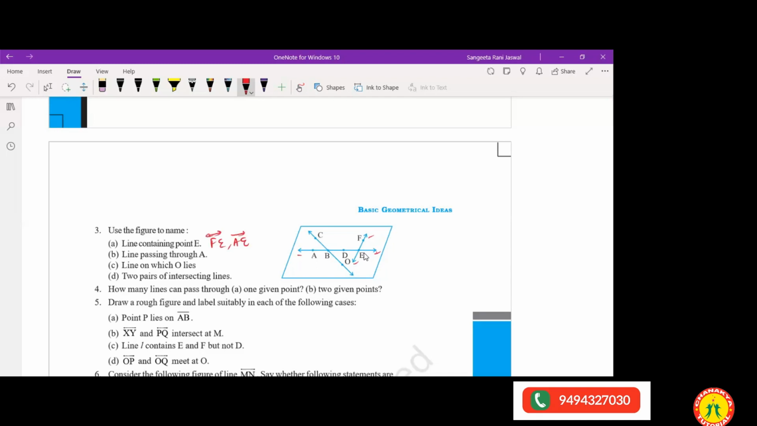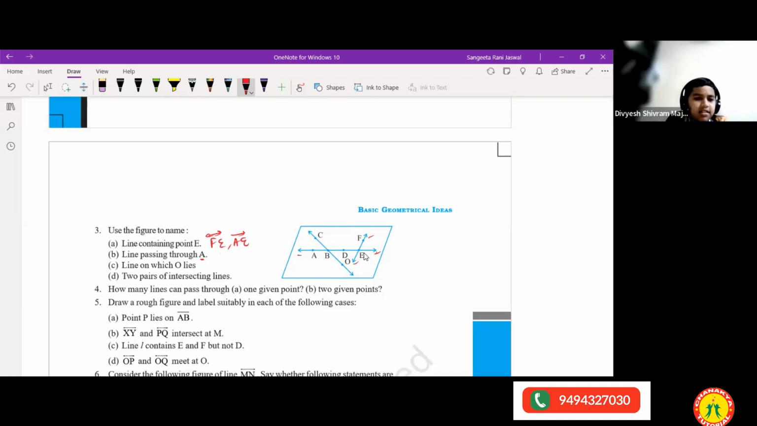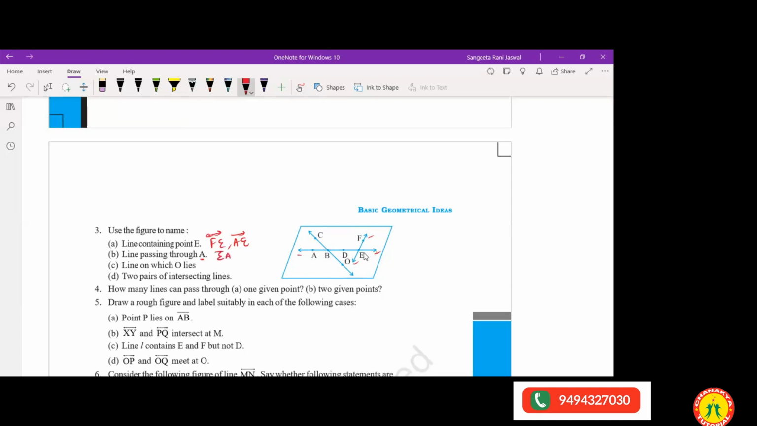Yes. Line passing through A. Now, which is a line passing through A? Tell me the line that is passing through point A. CO, ma'am? No, passing through A. There is only one line passing through point A. EA. Yes. EA or AE, anything. You can write EA also or AE also.